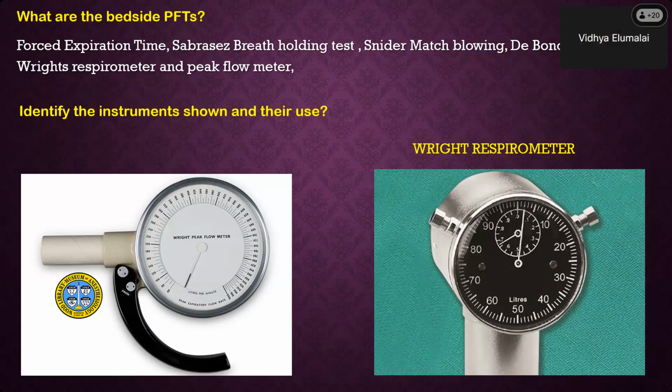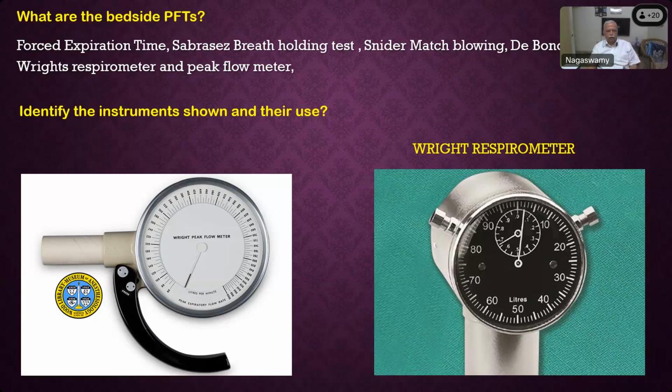450 to 600 liters per second. That is the speed with which the air goes out. It is not the volume, it is the speed. Like when you drive, you say, I am driving at 120 kilometers per hour. That means you are not traveling 120 kilometers. You are traveling at that speed. If you go at that speed, in 1 hour, you will reach 120 kilometers. Okay. So like that, it is the speed with which the air goes out.